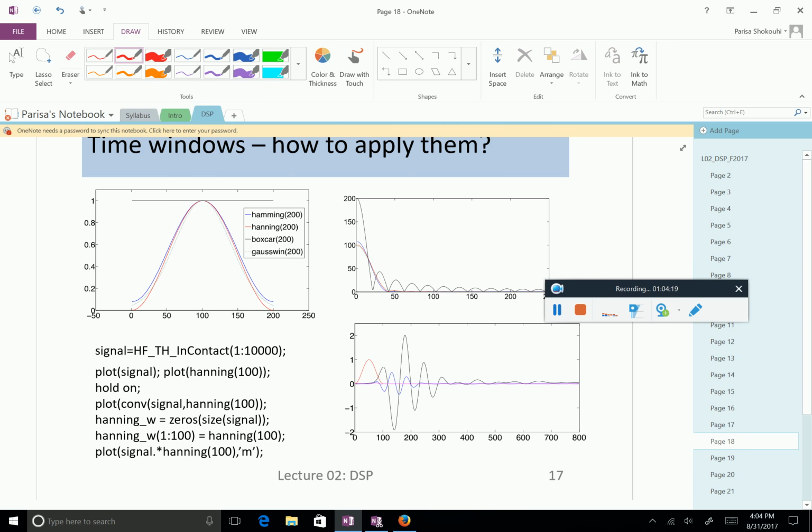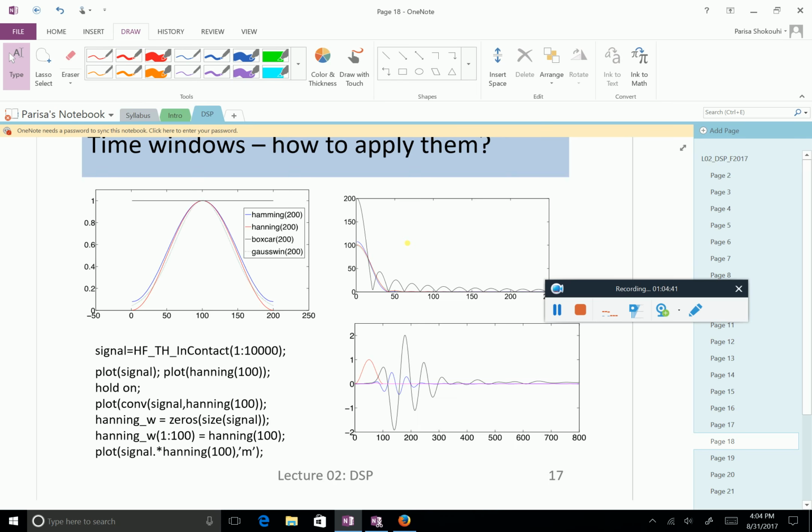Now, why is this important? Because a lot of times we need to window our signals. That means you just want to let some part of the signal through. You want to get rid of some stuff. Now, before talking about that, let's look at the frequency spectrum of these windows.